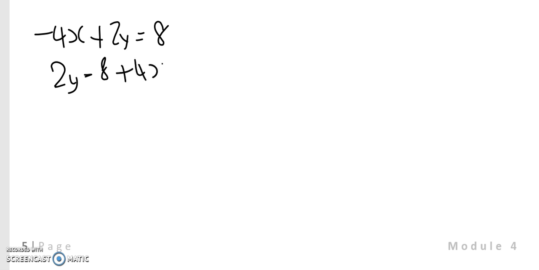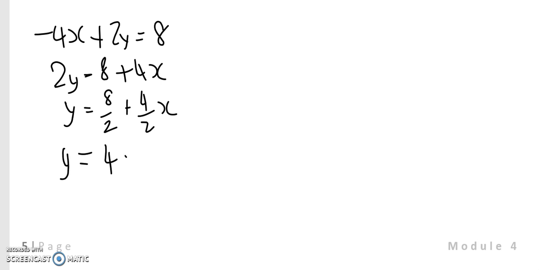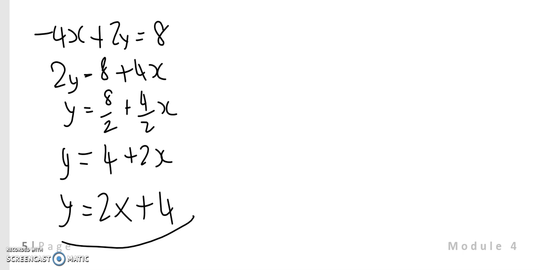So let's do one more and then we'll go to practice ones, okay? So one more. I'm going to have minus 4x plus 2y is equal to 8. So 2y is equal to 8 plus 4x. So y is equal to 8 by 2 plus 4 by 2x. So y is going to be equal to 4 plus 2x, which is y is equal to 2x plus 4. This is my linear equation.